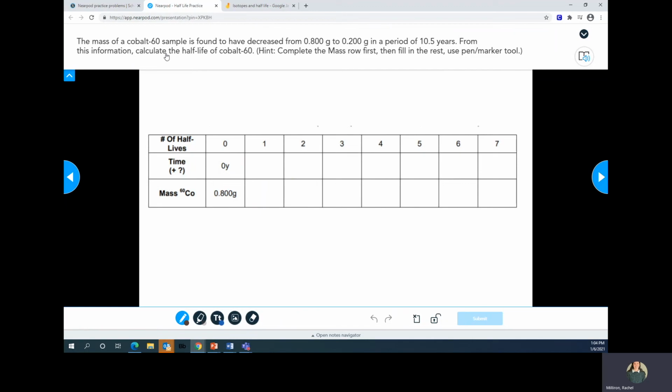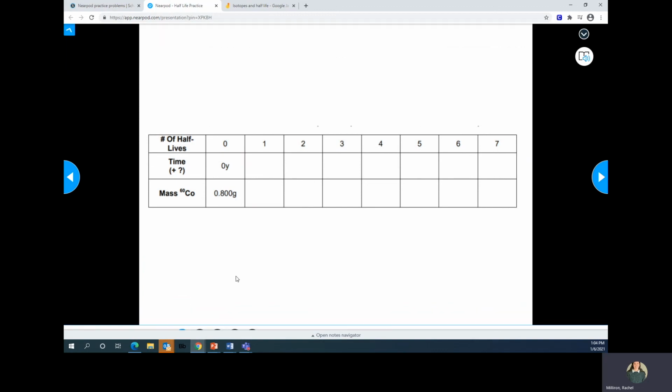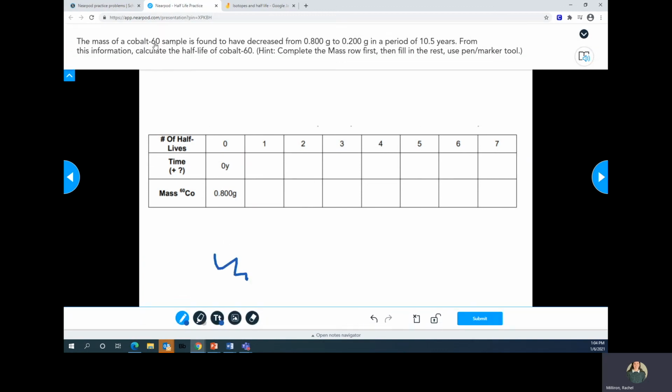Directions for each problem are up top, and at the bottom you have tools such as the marker, pen. You can change the color or the size of the marker and pen, and you will use this to answer the question. Go ahead and get started on those 2 problems, and we will take time tomorrow to review them.